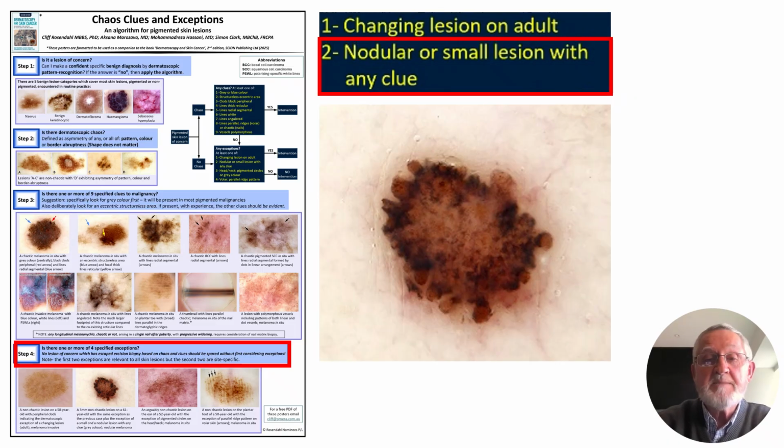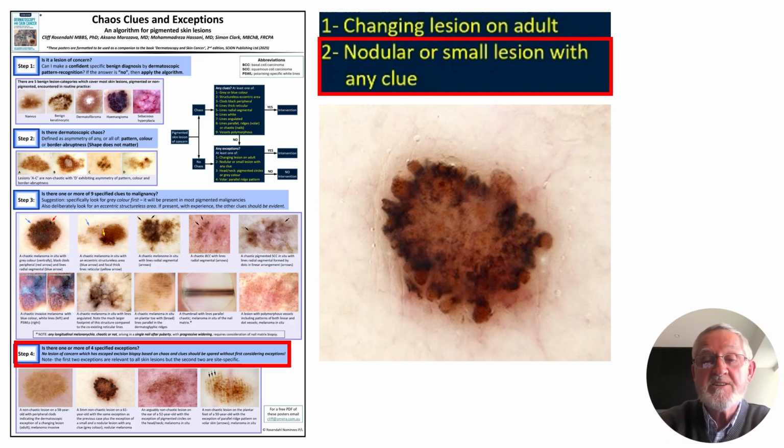And the second exception is any nodular or small lesion with any clue. This is because nodular melanomas, sometimes when they're very young, do not have chaos, and also because very small melanomas, because they're very young, may not have chaos. We do not define the upper limit of small. It used to be 6 millimeters, but now we leave that to the discretion of the clinician.